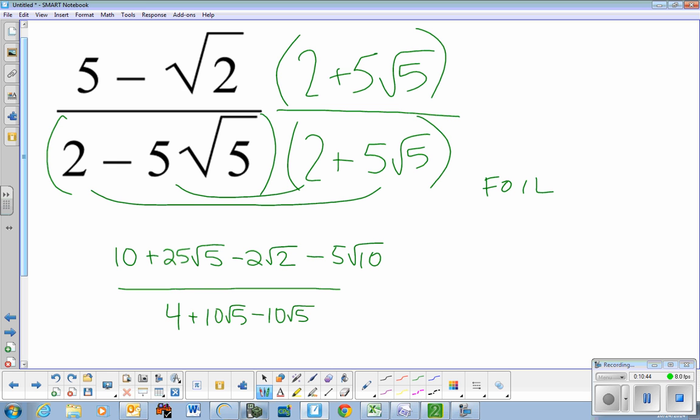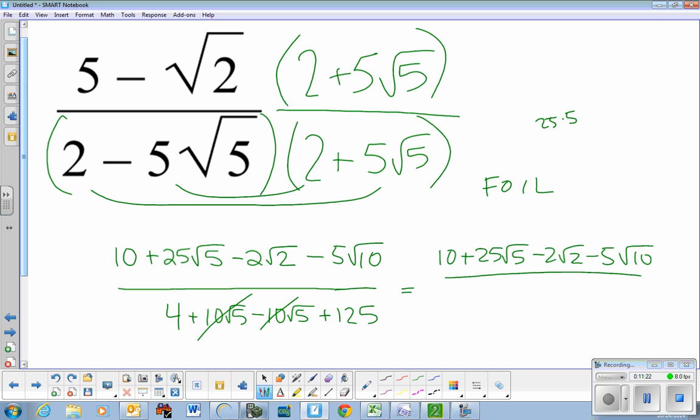And then when you do your L's, I have negative 5 square root of 5 times positive 5 square root of 5. The 5 and the 5 make it 25. The square root of 5 and the square root of 5 make it 5. 25 times 5 is 125. And because those middle two terms canceled out, I have a 129 on the bottom, and I have no square roots anymore. So it doesn't look like anything will simplify on top. And the bottom is now 129.